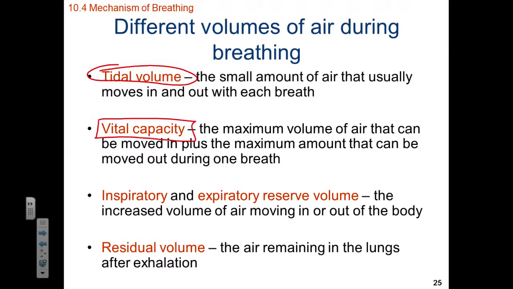Individuals that are physically fit or that are excellent athletes oftentimes will have a very large vital capacity so that when they need to, they can really increase the amount of airflow through their lungs.